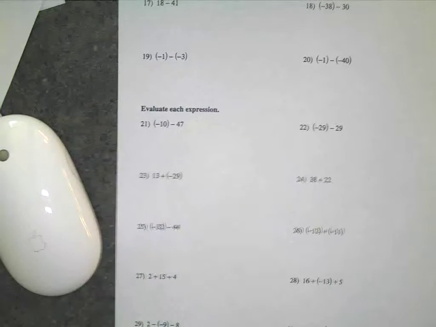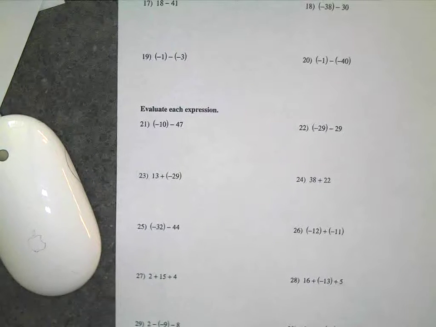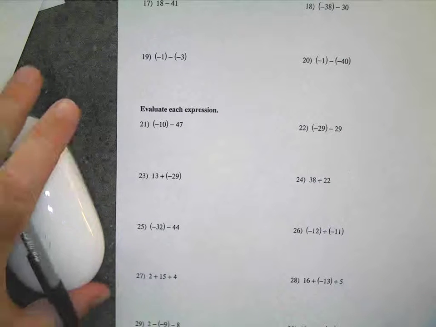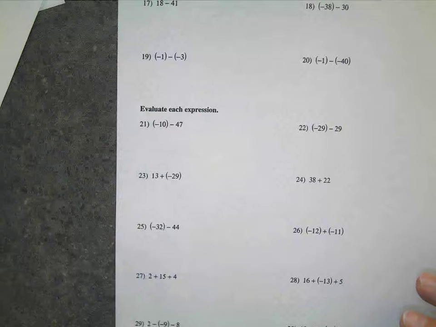Okay, the bottom section by far is the hardest, due to the fact they're going to make you switch gears on your thinking. Question number 21 says, -10 minus 47. Okay, we have been discussing you cannot subtract negatives. Who can raise their hand and tell me what's the monstrous big idea you have to remember when they say subtract negatives? Trevor, what do I have to do?